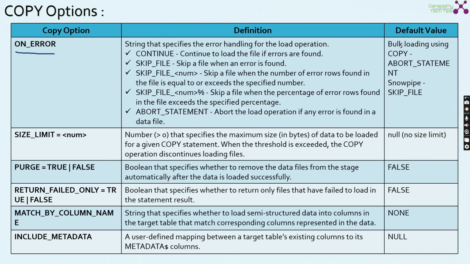So what is the default value for bulk loading using COPY? ABORT_STATEMENT is the default value. For Snowpipe, SKIP_FILE is the default value. Moving on, SIZE_LIMIT.